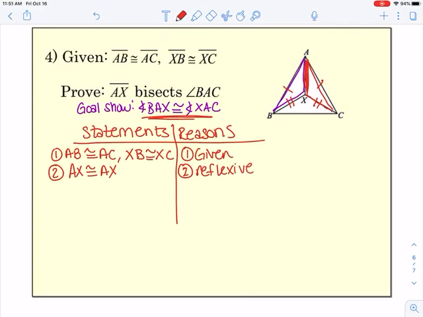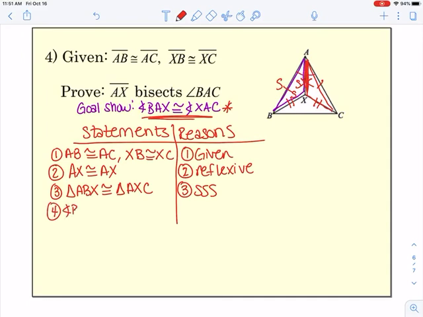And now I have enough information to prove those two triangles congruent. I have a side, and another side. So triangle ABX is congruent to triangle AXC, and that's because of side, side, side. Now that I have the two triangles congruent, I can say those two angles that we were talking about in the beginning are congruent because of CPCTC.